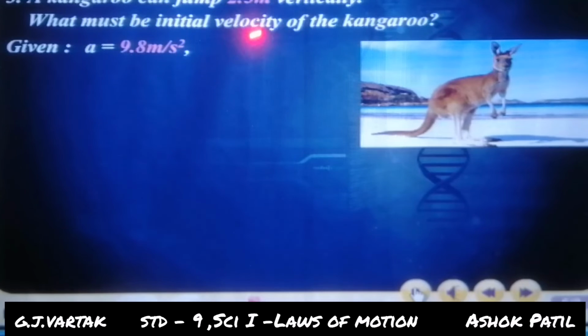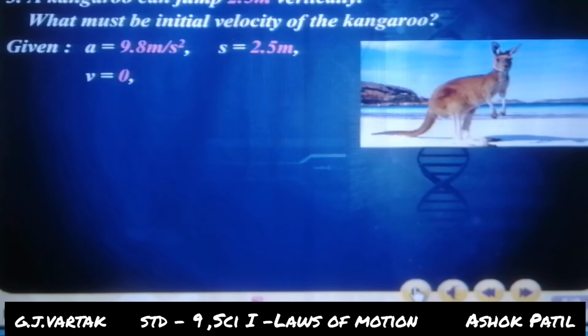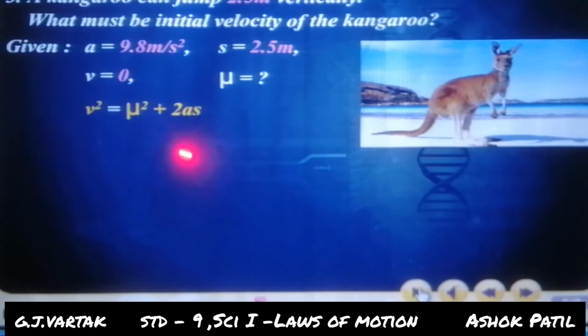Then third example: a kangaroo can jump 2.5 meters vertically. What must be the initial velocity of the kangaroo? Given a is equal to 9.8 meter per second square, s is equal to 2.5 meters, v is equal to 0, u is equal to question mark. v square is equal to u square plus 2as.